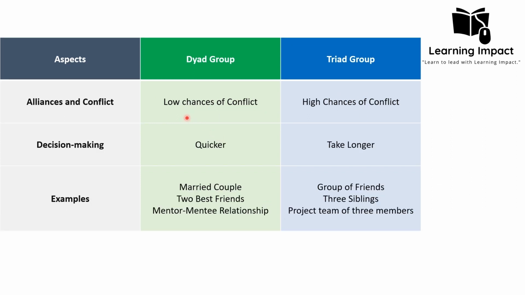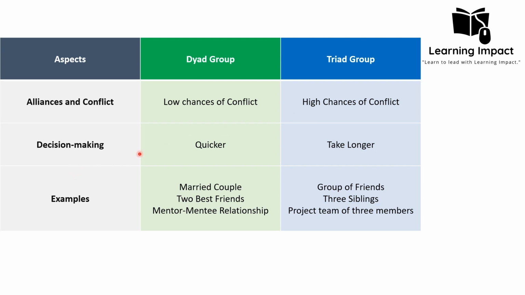Then in case of the dyad group, the chances of conflict are low, because there is a strong understanding, because there are only two perspectives involved. So there is a better understanding in case of the dyad group, while in case of triad groups there are high chances of conflict, because in case of triad there are multiple perspectives, multiple members involved who have their own choices and opinions and perspectives. So there is possibility that it leads to clashes of opinion.